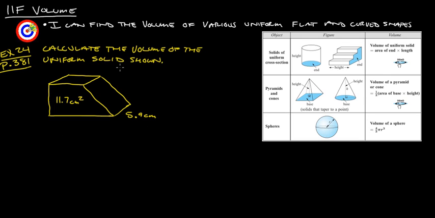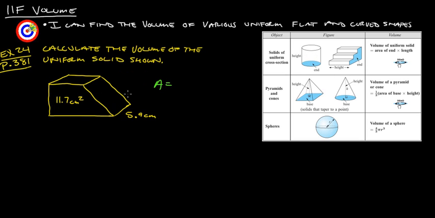Okay. Let's take a look at our next example, which is example 24 from page 381. It says calculate the volume of the uniform solid shown. Now uniform solid means that if you were to take this block and cut it in half, the two halves would be identical. So it's a prism. To find the volume of solids of uniform cross section, you basically just find the area of the end, and you multiply that by the height.